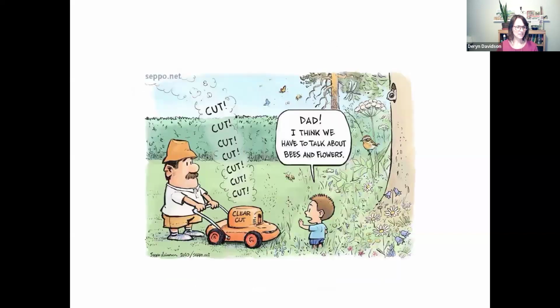This cartoon I just think is great. You can see the dad there just kind of doing his lawnmower thing, and the kiddo there saying, "Dad, I think we have to have a talk about the bees and the flowers." So definitely wanting to move more toward that kind of natural ecosystem within our landscaped space.